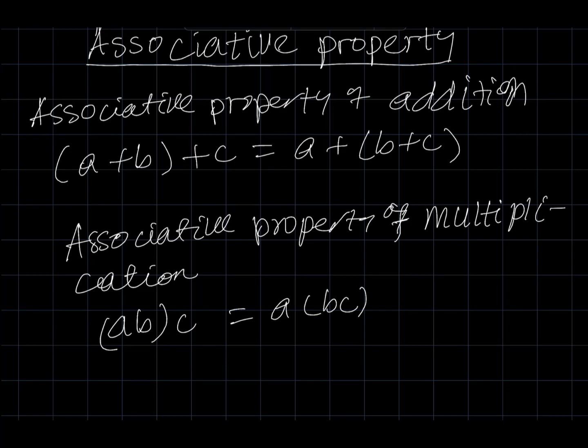What does that mean? In the formula, a, b, and c represent the numbers. The associative property of addition tells us it does not matter if we first add a to b and then add c to the result, or if we first add b to c and then add the result to a. We'll get the same answer both ways.